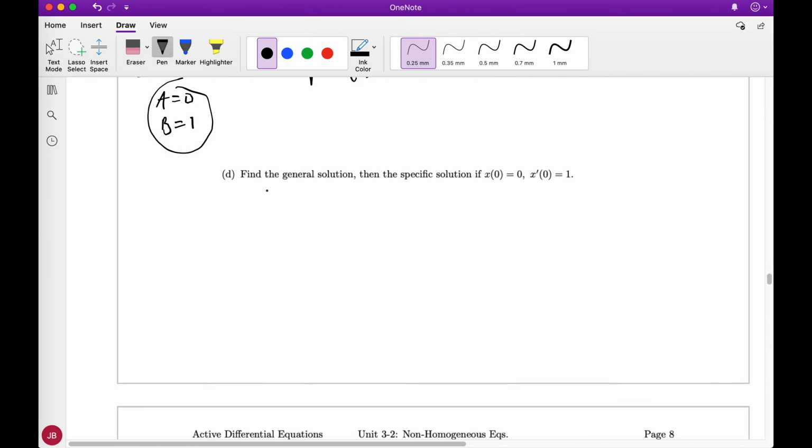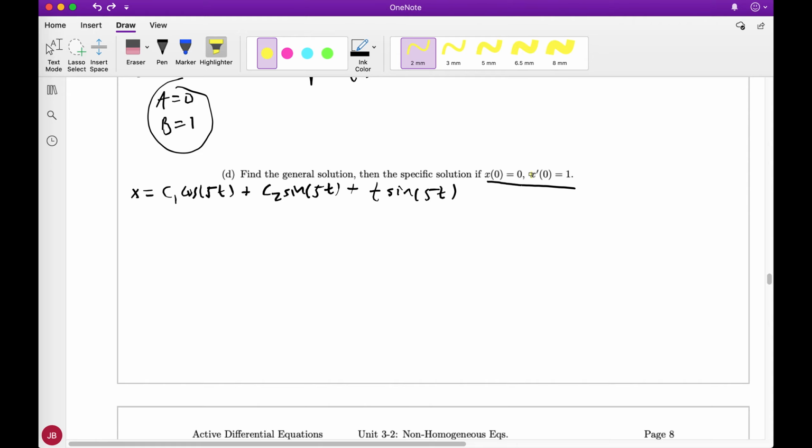Okay, so the general solution is therefore the complementary solution, which is c1 cos 5t plus c2 sine 5t, plus the particular solution, which is t sine 5t. And I need to solve the initial value problem right here that I've underlined. You'll see that I need x prime.